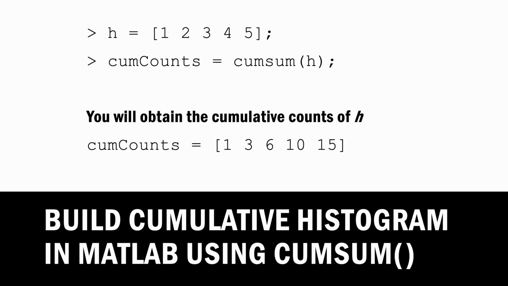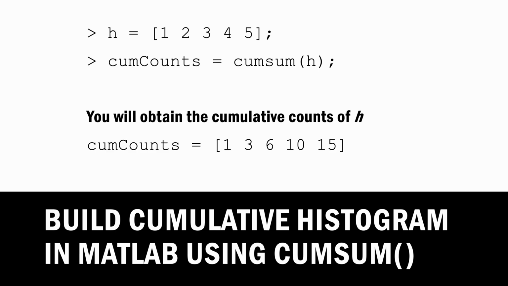In MATLAB, we can build cumulative histogram counts very easily using the function cumsum, which stands for cumulative sum. Here, the variable h represents histogram counts with 5 bins, with values of 1, 2, 3, 4, and 5. When we apply cumsum to h, MATLAB doesn't just copy those counts. It adds them up step by step. The first value stays as 1. The second becomes 1 plus 2, which equals 3.